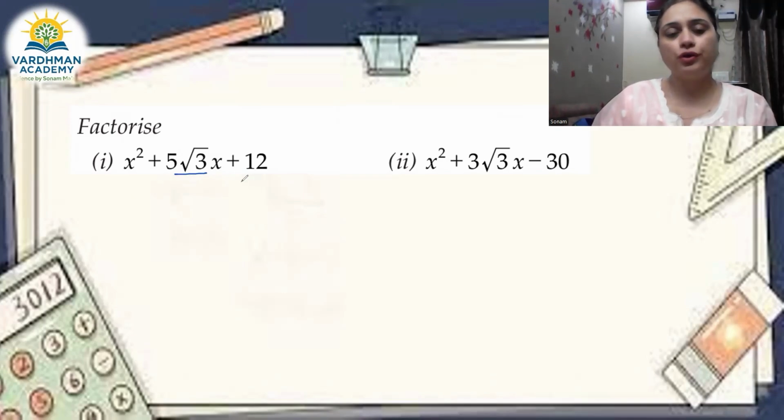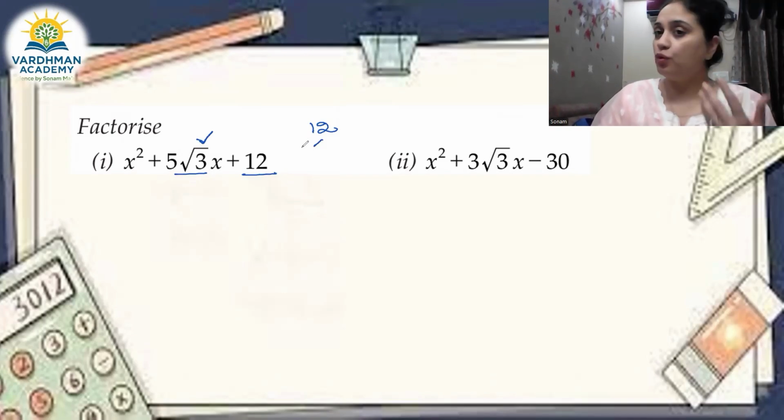Right, children? So you have to multiply the coefficient of x square, that is the quadratic term, and the constant term, that is the last term. So 1 into 12 will give you 12. Okay. Now what do you see here? Here you see √3. That means you know that √3 will come from 3. Every root number square will give you a whole number, right? And every number is a square of its root number.